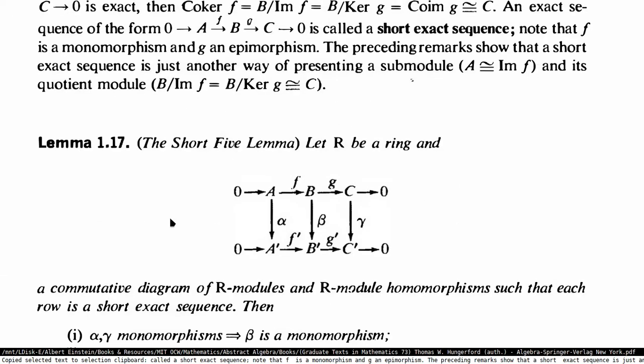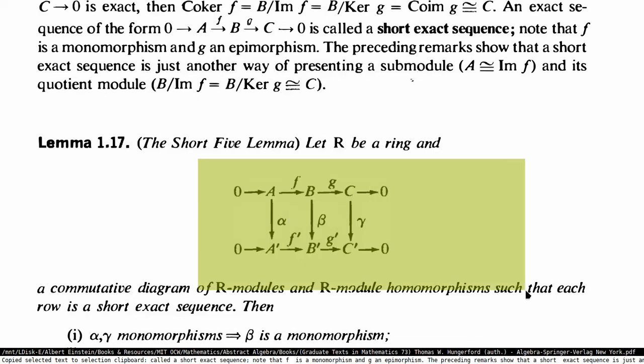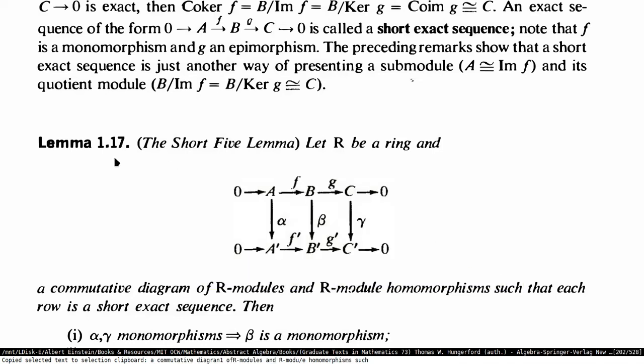So this five lemma. You have a ring, and you have that short exact sequence from A to B to C. So F takes you from A to B, then G to C, then to 0. Then in the bottom you have the same thing but with different modules, A prime, B prime, C prime, and you have maps between A and A prime, B and B prime, and C and C prime, with alpha, beta, and gamma. So you have to show that all of this commutes. Let me try to write this.